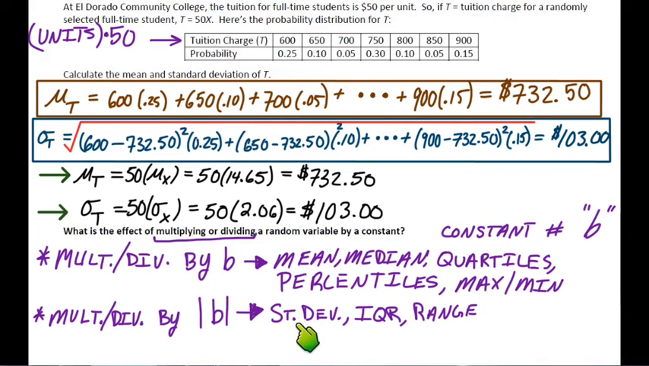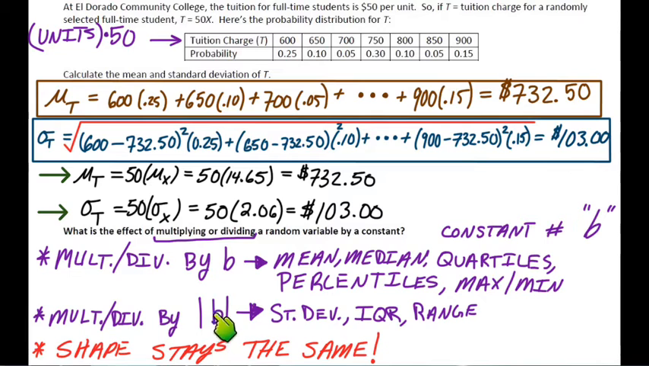So the standard deviation, the IQR, the range, all of those would be multiplied by the absolute value of b, because we can never have a negative standard deviation or a negative IQR or a negative range. Those things are a way to measure distance. So that takes care of the spread. Those are measures of spread. These are the measures of center, mean and median. Otherwise, quartiles, percentiles, max, those are measures of just specific location.